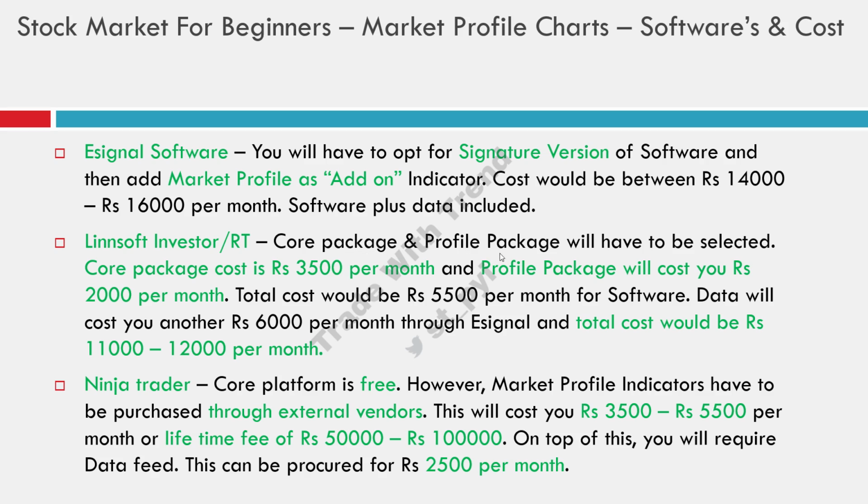The second software, which is quite popular, is Linn Soft Investor RT. Now, the core package and profile package will have to be selected if you want to use this software. Core package costs somewhere around 3,500 per month, and profile package will cost you somewhere near 2,000 rupees per month. Total cost for the software alone would be about 5,500 to 6,000 per month, and then you will have to shell out an additional rupees 6,000 per month for eSignal data, and the total cost for this particular software with data would be somewhere around 11,000 to 12,000 rupees per month.